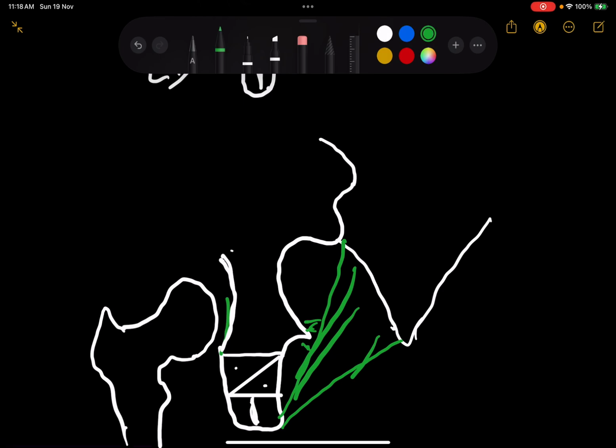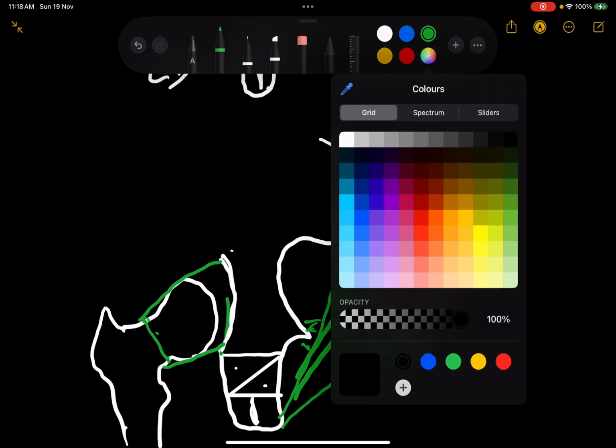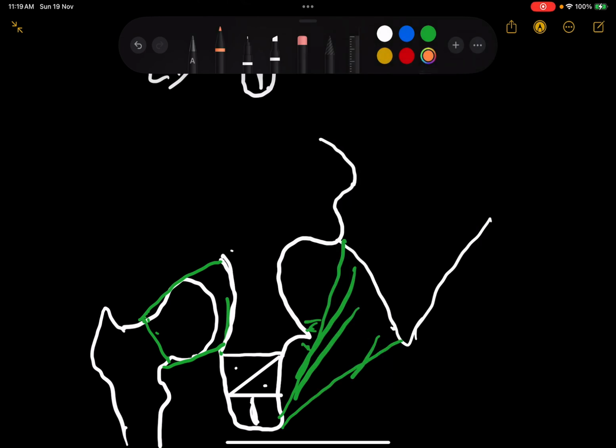And here will be the capsule, which will leave the outer portion of the neck free. So I told you the muscle would come from the outer obturator foramen, obturator externus, and will get attached to the trochanteric fossa, passing below the neck of the femur. Correct?